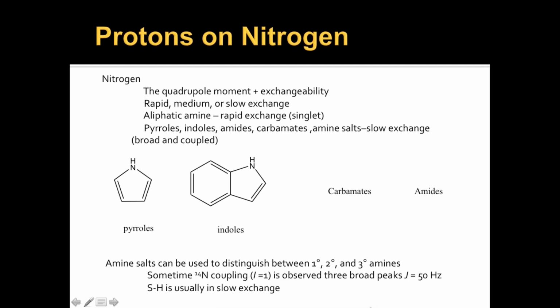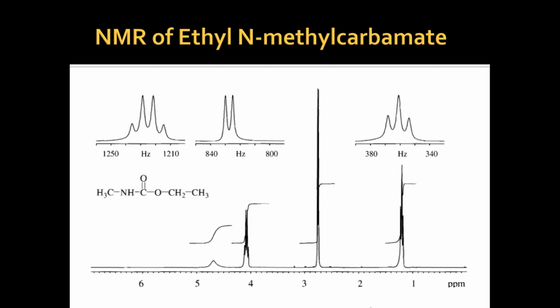So we have to understand one thing, that when the hydrogen is present on the nitrogen, they can undergo rapid, medium, and slow exchange. Different kinds of hydrogens. As you know, amine salts, those are called amine NH, right? And they can be distinguished as primary, secondary, and tertiary amines, right? All right. Let's see the example. As I said, I'll explain with the example.